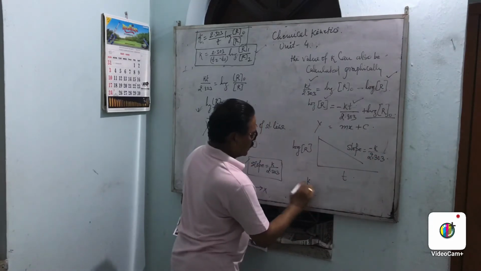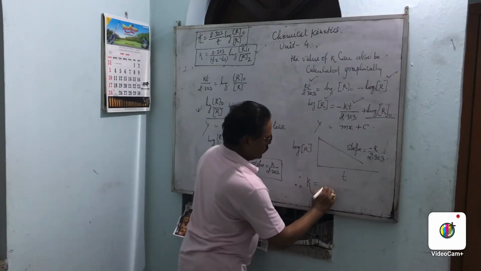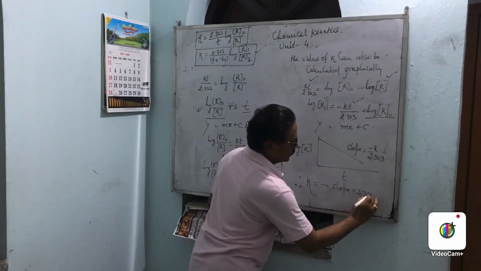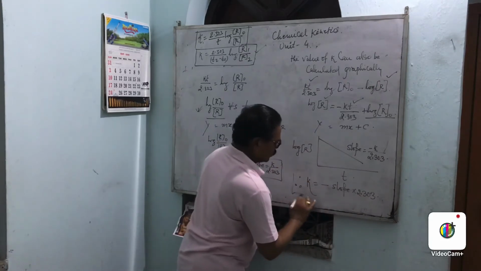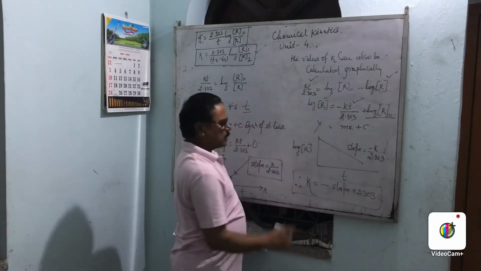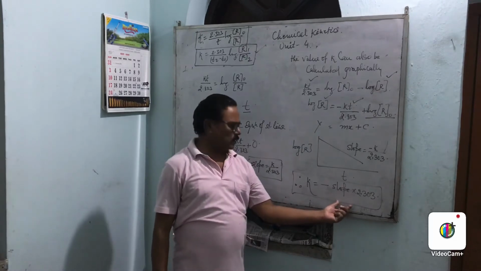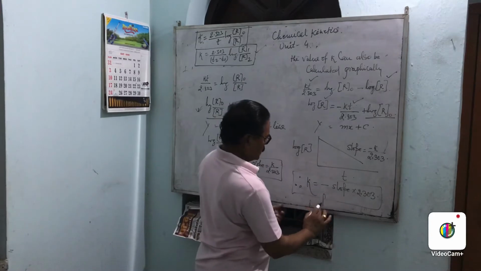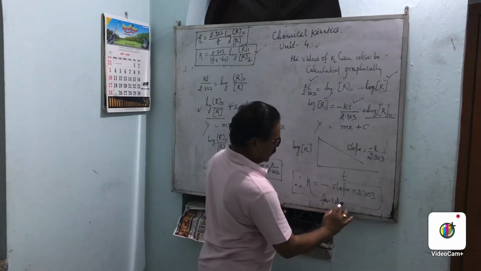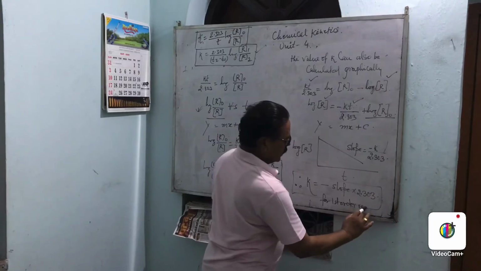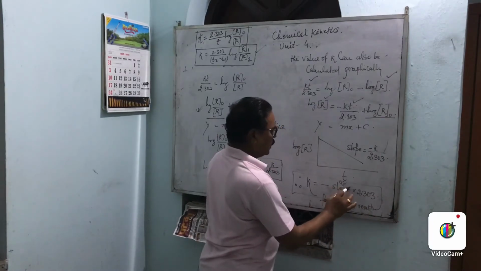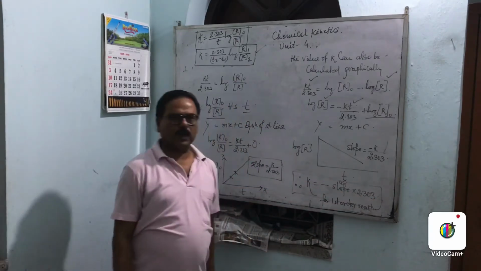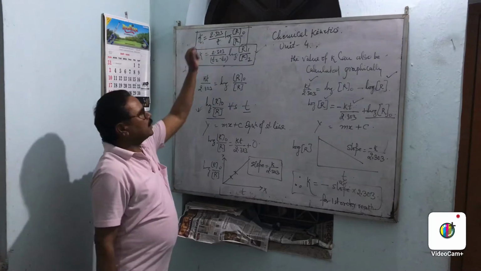So k is equal to minus slope into 2.303. We are able to calculate the value of the rate constant if the slope is given in the questions. This relation is for first order reactions. If the slope is given for a first order reaction, we put the value of the slope and multiply with this factor, and we are able to calculate the value of the rate constant.